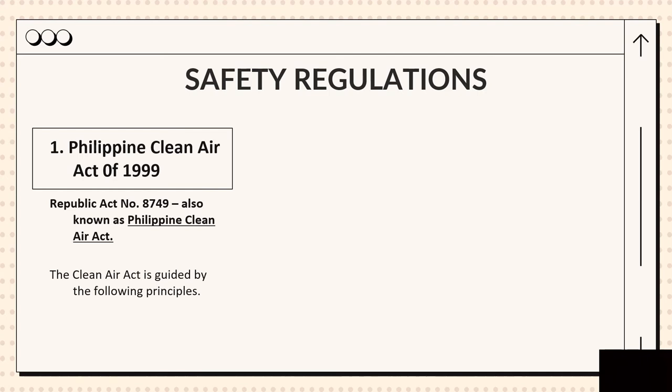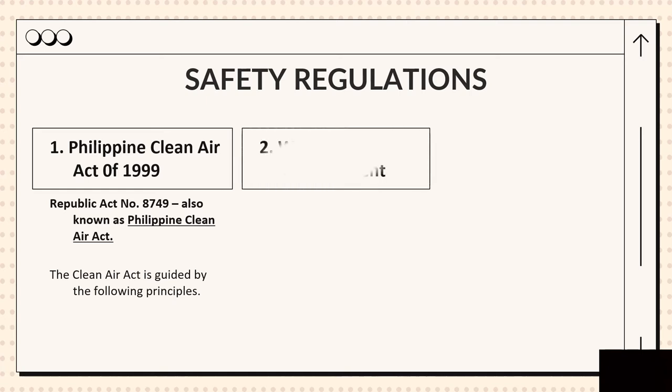Okay, the Clean Air Act is guided by the following principles. So, ano ba yung mga principles ng Clean Air Act? So, una na dyan, protect and advance the right of the people to a balanced and healthful ecology in accord with the rhythm and harmony of nature. Next, promote and protect the global environment while recognizing the primary responsibility of local government units to deal with environmental problems. Recognize that the responsibility of cleaning the habitat and environment is primarily area-based, and recognize that a clean and healthy environment is for the good of all and should therefore be a concern of all.